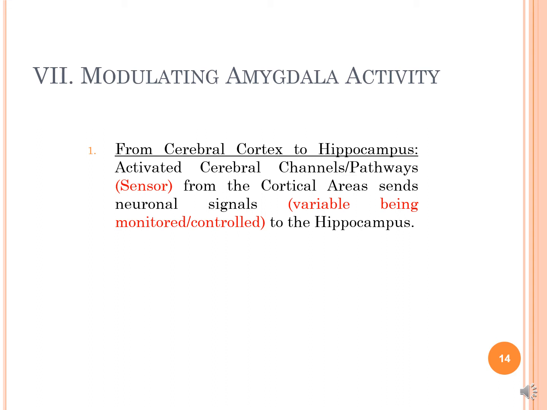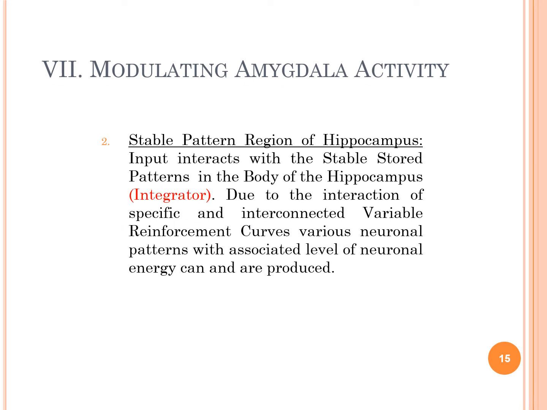From there, the activated cerebral channels, the sensor, from the cortical area send neuronal signals, the variable being modified and controlled, into the hippocampus. Part 2, the stable pattern region of the hippocampus: input interacts with the stable stored patterns in the body of the hippocampus, the integrator. Due to the interaction of specific and interconnected variable reinforcement curves, various neuronal patterns with associated levels of neuronal energy can be and are produced.